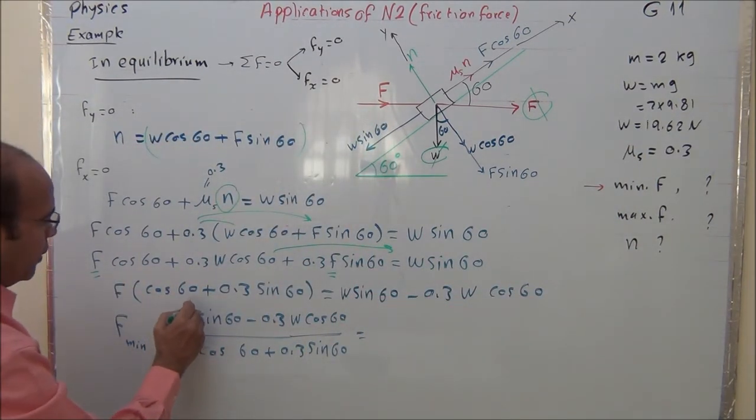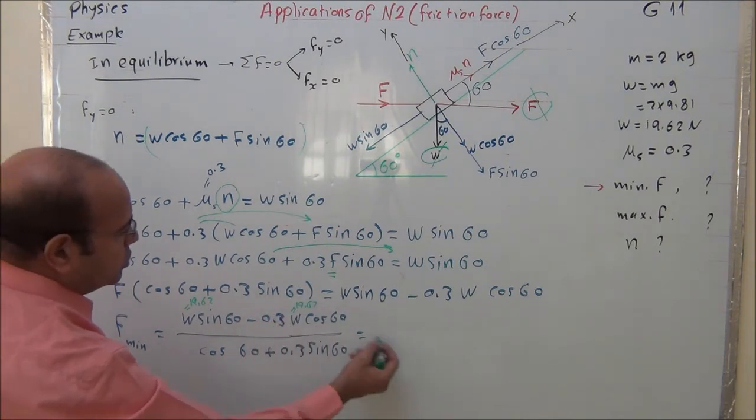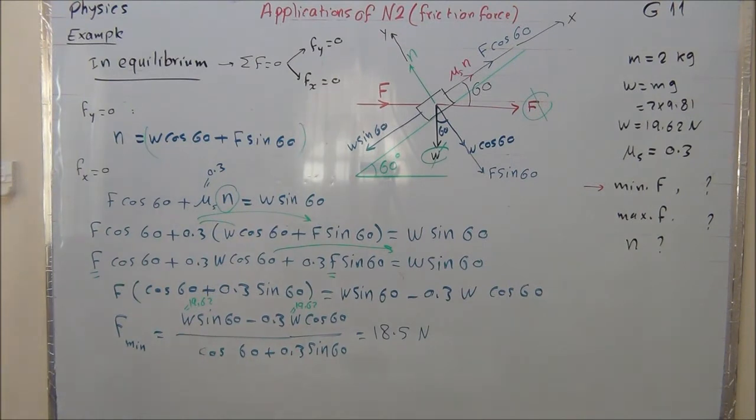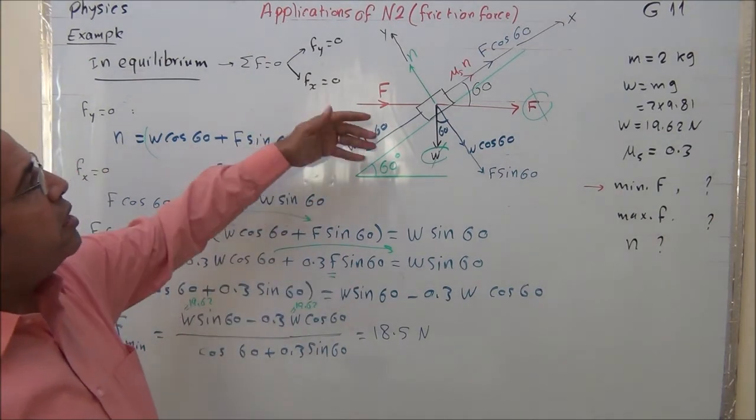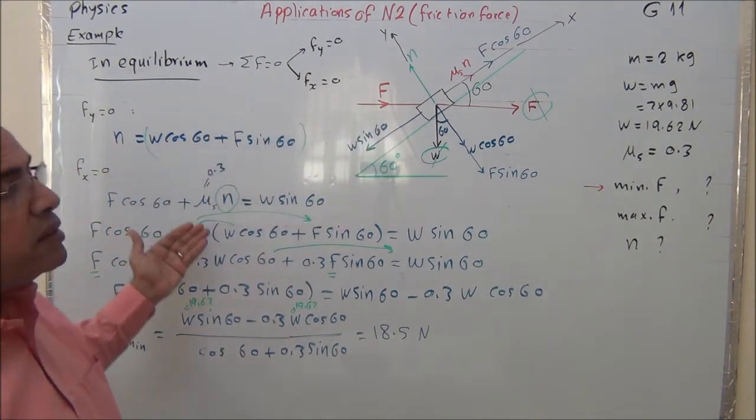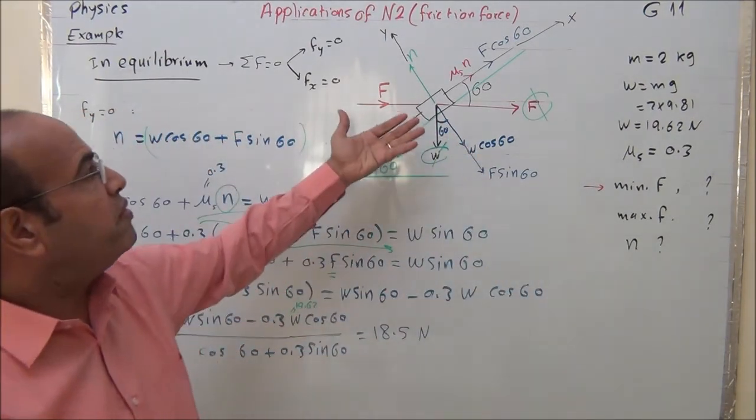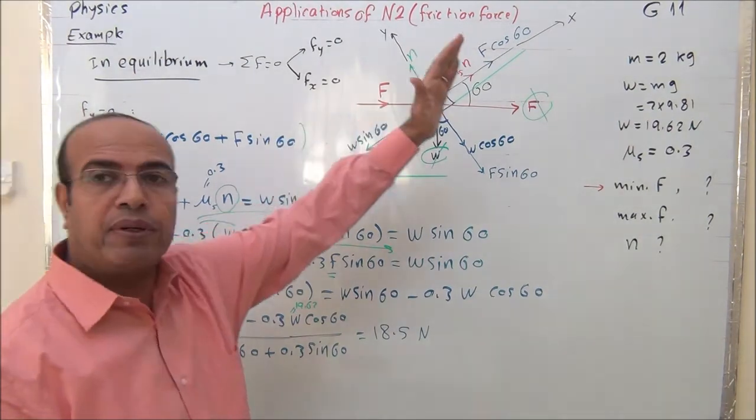So we replace W by 19.62. So we can get the answer of this by using the calculator. The answer is 18.5 Newton. So this is the minimum force to keep the object from sliding down. Now we need the maximum force to prevent the object from sliding up.